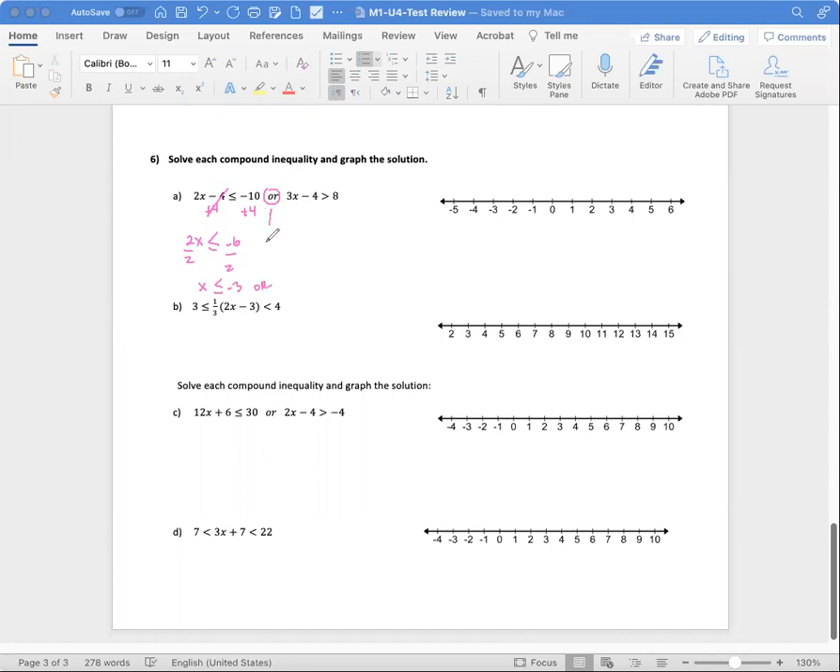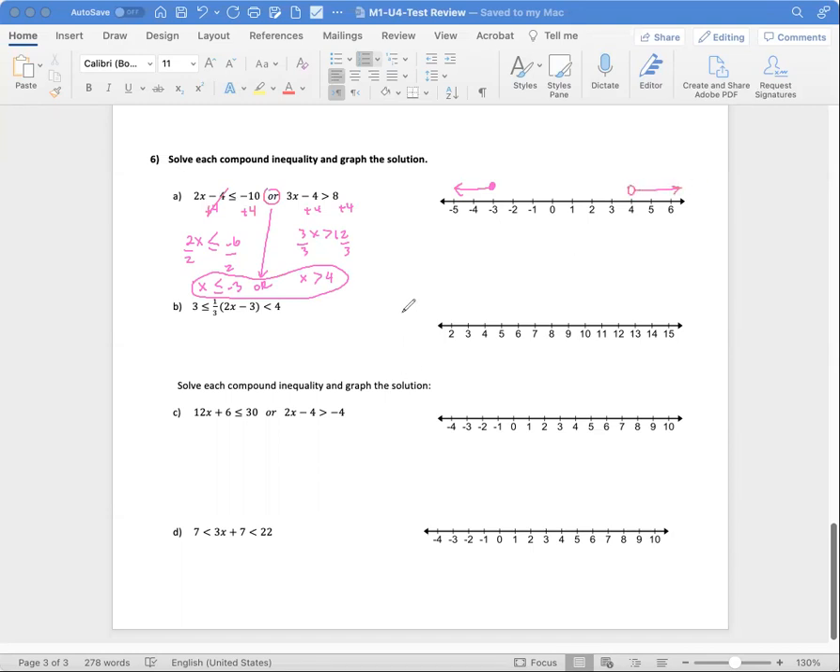Or, you always copy the or down. On this one, you're adding 4. You get 3x is greater than 12. Then divide by 3, you get x is greater than 4. So this is your solution to this compound inequality. You want all the x's that are less than or equal to negative 3 or greater than 4. How do you represent them? Less than or equal to negative 3, solid circle at negative 3 and to the left. Greater than 4, open circle at 4 and to the right, and you're done.